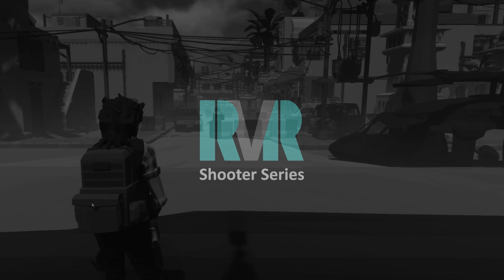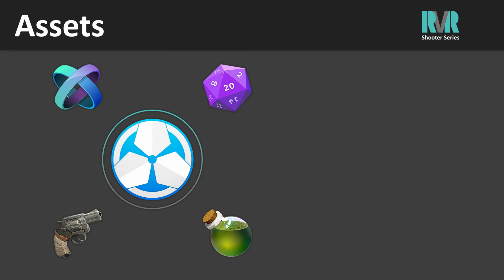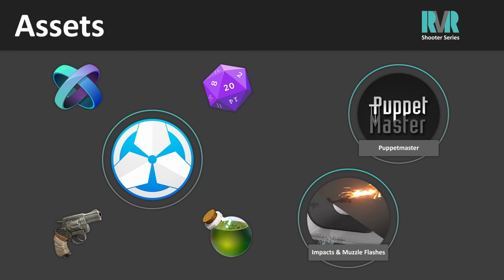Hello everyone, welcome to this new mini-series on setting up a shooter. In this series we'll be covering the following topics: player setup, player customization, in-depth combat, enemy and AI. We'll be using Game Creator 1 with the following modules: stats module, shooter module, behavior module, and inventory module. Outside of this we'll be using the following assets: PuppetMaster, and impacts and muzzle flashes.